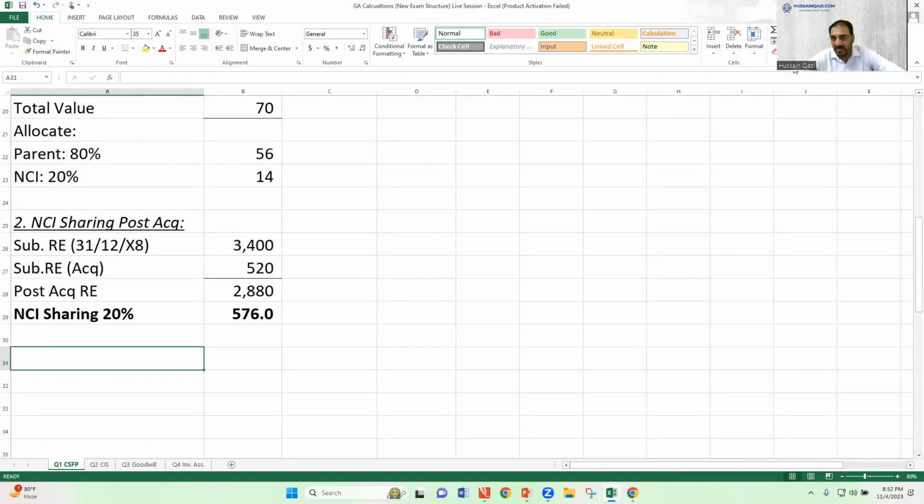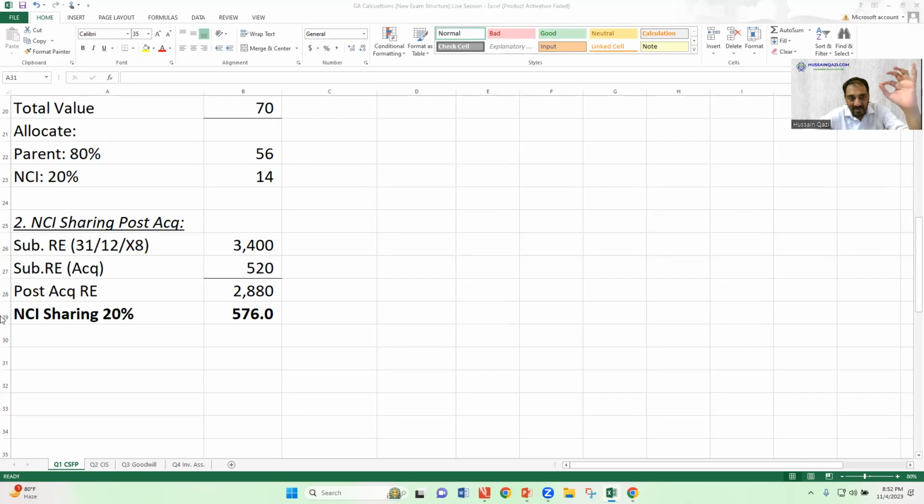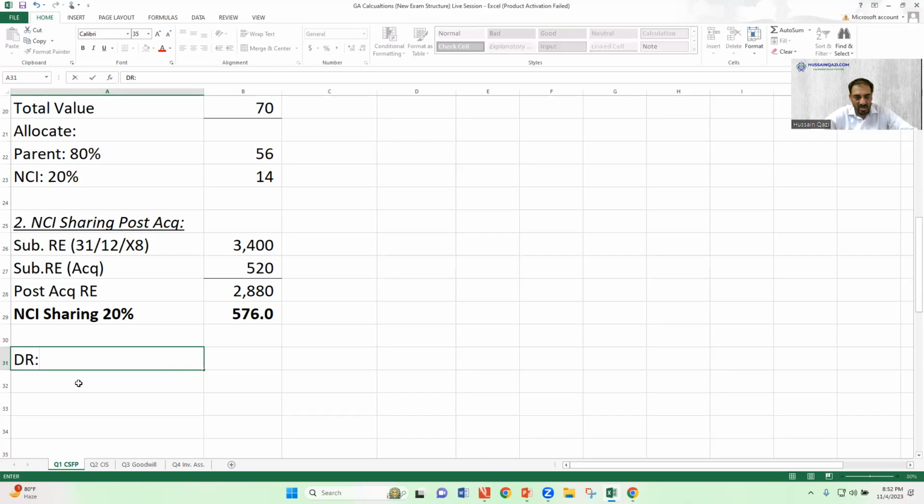So can someone reply here? What should be the double entry? Just for the knowledge, what should be the debit and what should be the credit? If in consolidated accounts the NCI sharing of the subsidiary's profit is not adjusted, and now we are going to adjust that profit, what should be the debit and what should be the credit? Do reply to me.